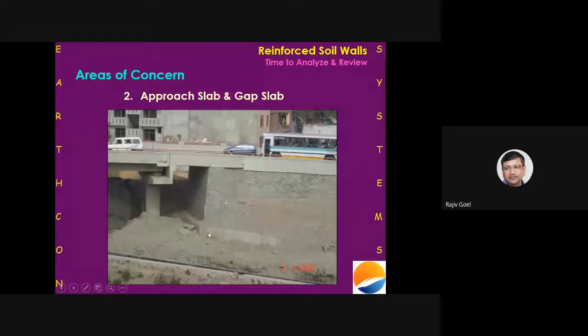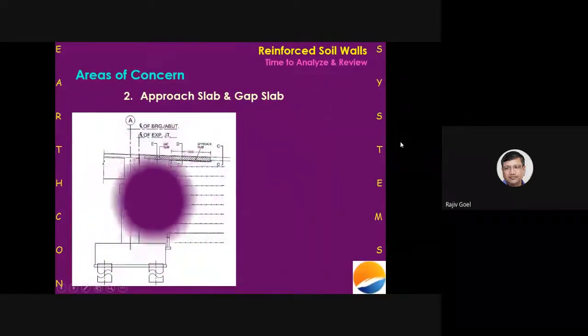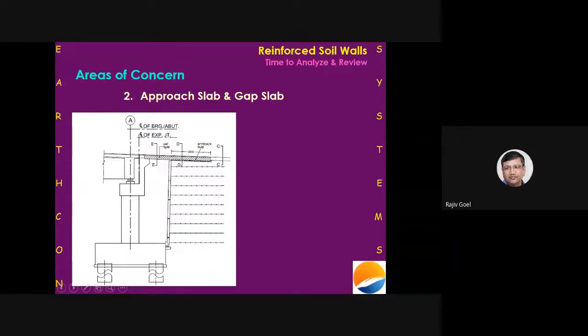This is an example in Delhi where for some reasons we could not go very close to the pile cap, and this gap from here to here became almost 5 meters. And we could still do it. How it is possible, I'd like to explain to you through a sketch. You have your pile cap, your abutment pier. Please start your wall behind the pile cap. And then you can have your gap slab and the approach slab as one single monolithic construction. The gap slab from here to here and the approach slab from here to here can be monolithic.